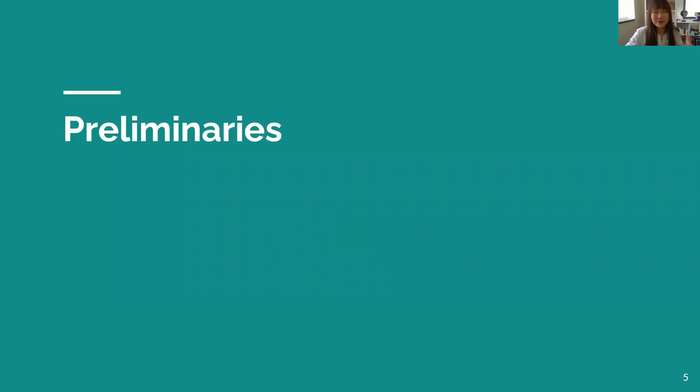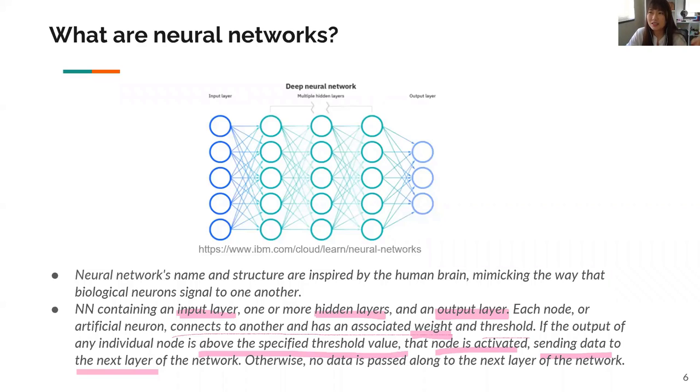Okay, so before we use machine learning to do this fancy stuff, we can learn what machine learning is, or what a neural network is. So what are neural networks? Neural networks are named after, or inspired by, the human brain, mimicking the way that biological neurons signal to one another. Okay, I know the name, but I've said a lot without informing you a lot.